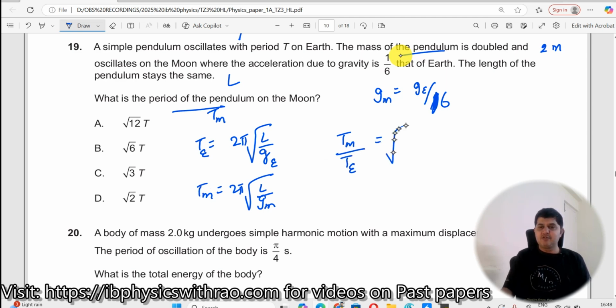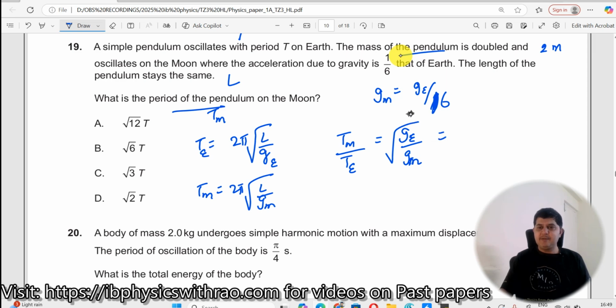It should now be equal to the square root of 2 pi root L over 2 pi root L, which goes away on both sides. So I will only get g by g, because the time period is inversely proportional to the square root of the acceleration due to gravity. So I will write this as g_E divided by g_M, not g_M by g_E. I told you mistakenly. It is g_E by g_M.